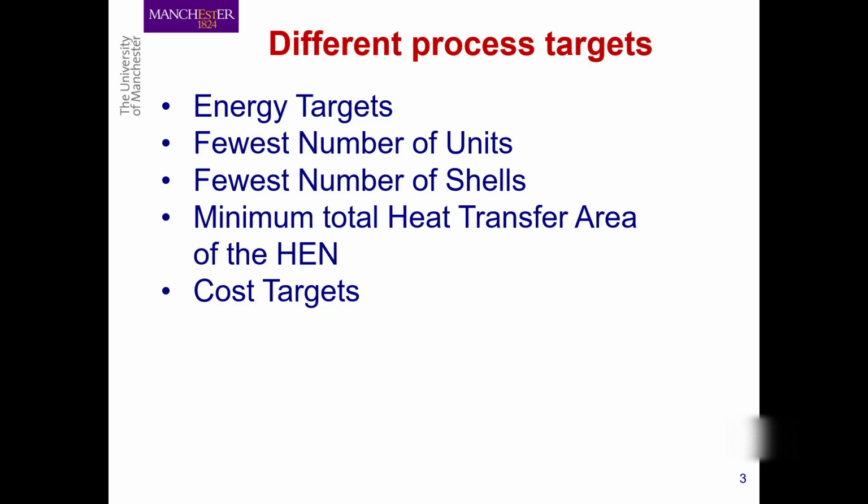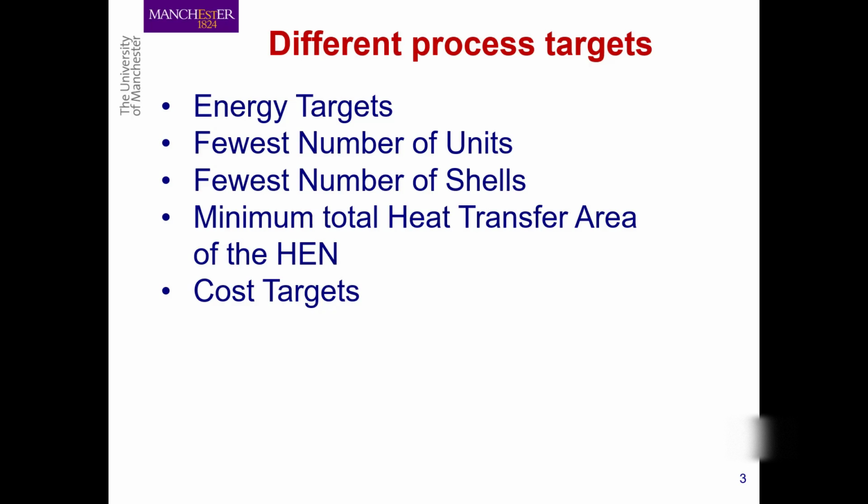The second target is the fewest number of units. Pinch analysis also helps to find out, before we design, what would be the number of units in the heat exchanger network. This number of units includes process-to-process heat exchangers, heaters, and coolers. So when we find out the number of units, it is a summation of process-to-process exchangers, heaters, and coolers in the HEN.